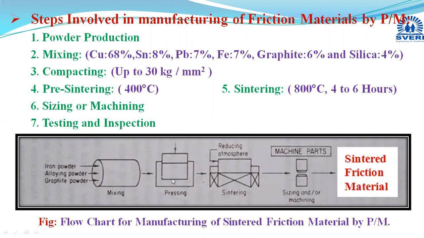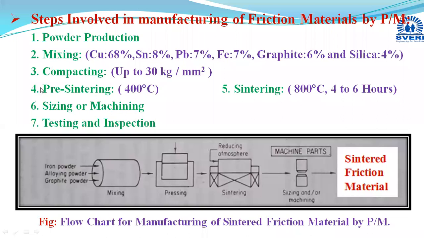Now, the compacting pressure values used in the manufacturing of friction material are less than 30 kg per mm square. After sufficient pressing, the component is ejected in the third step, which is termed ejection, and the component obtained is termed a green compact. You have to select the proper pressures. Here you have to mention the pressure value.